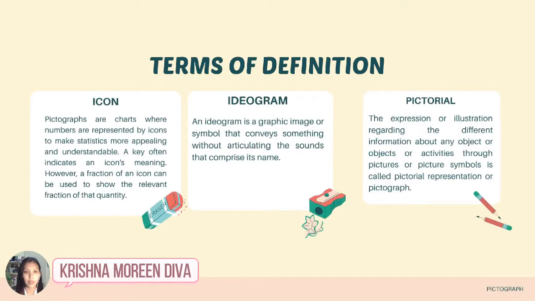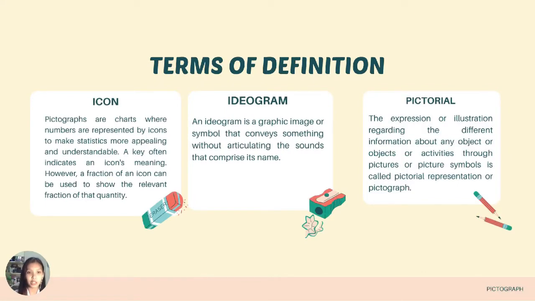Terms of definition. Icon. Pictographs are charts where numbers are represented by icons to make statistics more appealing and understandable. A key often indicates an icon's meaning. However, a fraction of an icon can be used to show the relevant fraction of that quantity. Ideogram. An ideogram is a graphic, image, or symbol that conveys something without articulating the sounds that comprise its name. Pictorial. The expression or illustration regarding the different information about any object or objects or activities through pictures or picture symbols is called pictorial representation or pictogram.